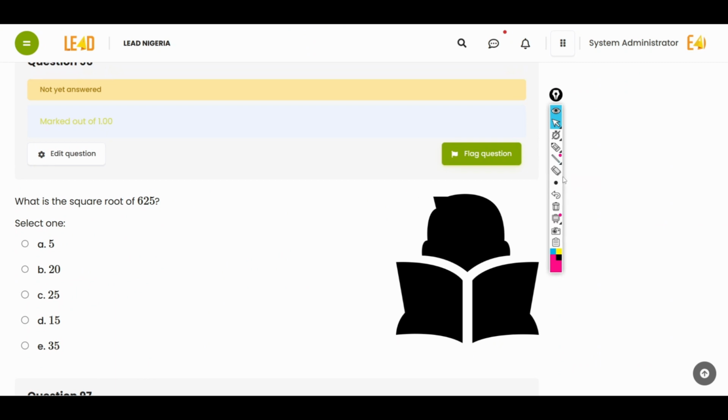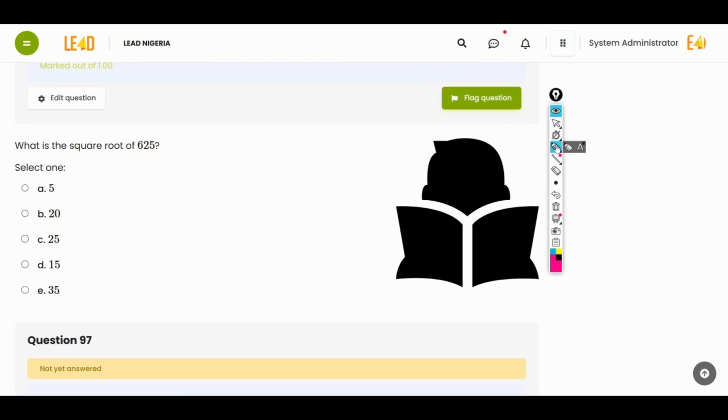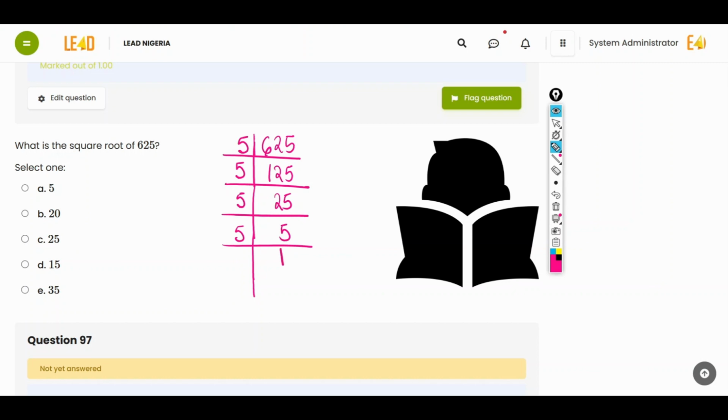Okay, question 96 says, what is the square root of 625? Okay, so we can use the factor method. 625 can be divided by 5. 5 is a factor, so 5 in 625 gives you 125. We can use 5 again. 5 in 125 gives you 25. We can use 5 again. 5 in 25 gives you 5, and then 5 in 5 gives you 1.